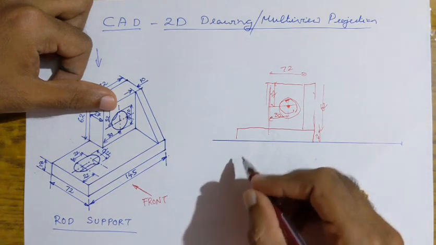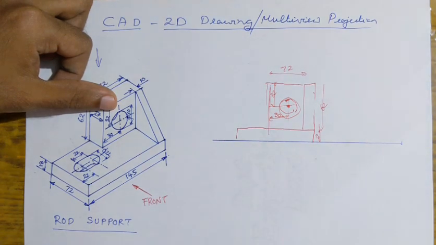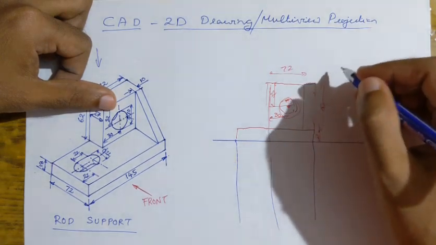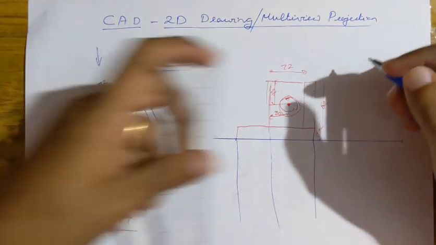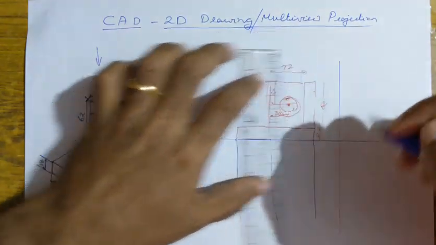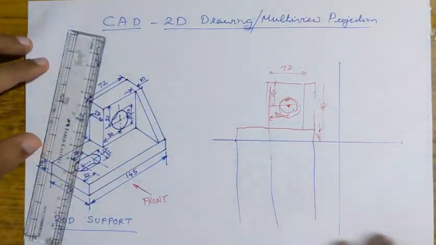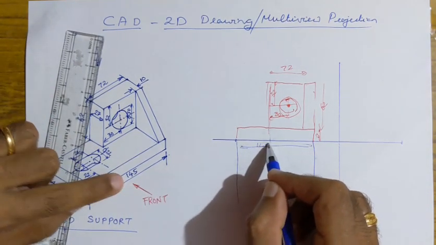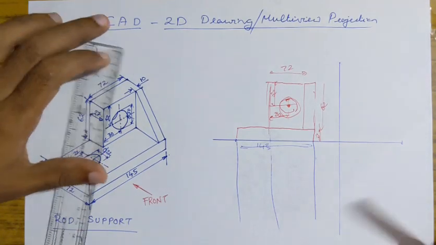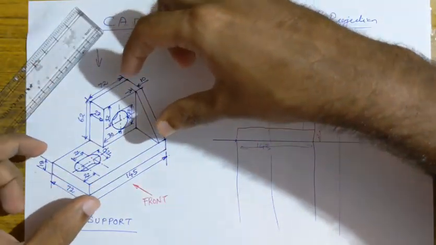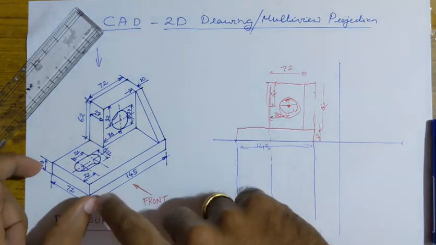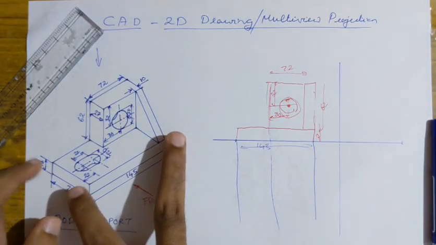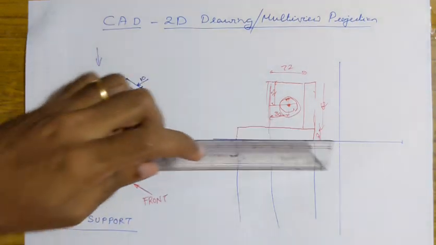Next is the top view. To draw the top view, you just draw the projectors downwards. You don't have to take the measurement of the width once again, because we have already taken it as 145 mm. So this is the front view. Next is the top view. As you are looking from the top, you can see that rectangular slab, the top face. The dimension is going to be 145 by 72.